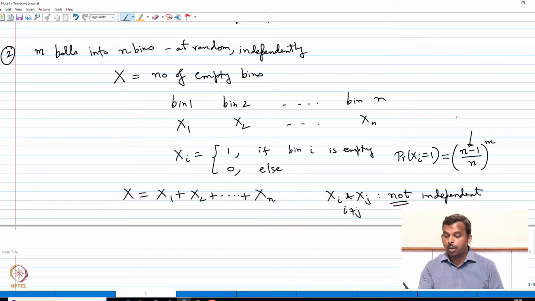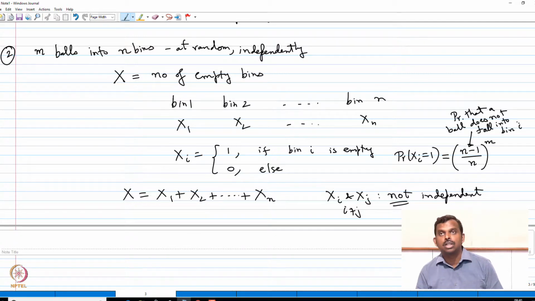Okay, so what is this? This is the probability that a ball does not fall in bin i. Right, so that's the probability that a ball does not fall into bin i, and I want every single ball of the m balls to not fall in bin i. So the probability that xi equal to 1, the bin i is empty, is n minus 1 by n raised to the power m. You can also write it like this, 1 minus 1 by n to the power m, if you like. Okay, so that's the answer.